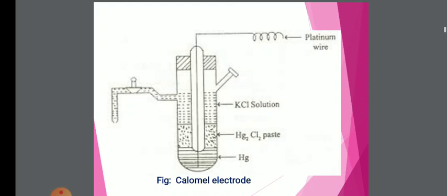Next, in some calomel electrodes, there is a side tube which is filled with a gel acting as a salt bridge, and it is also useful for making electrical contact. So these are the points for the construction of the calomel electrode.